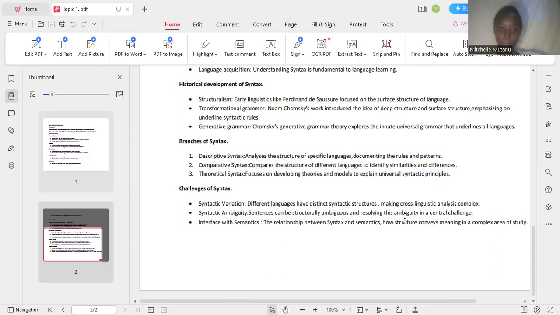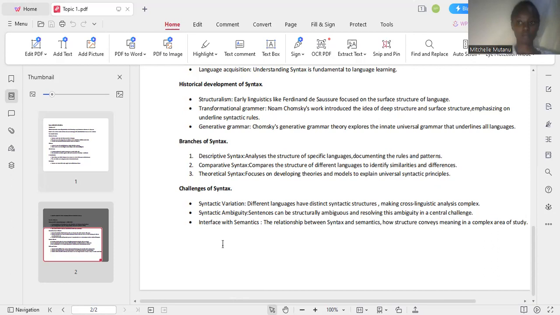Now, these are the challenges of syntax. Syntactic variation: different languages have distinct syntactic structures, making cross-linguistic analysis complex. Syntactic ambiguity: sentences can be structurally ambiguous, and resolving this ambiguity is a central challenge. Interface with semantics: the relationship between syntax and semantics, how structure conveys meaning, is a complex area of study.